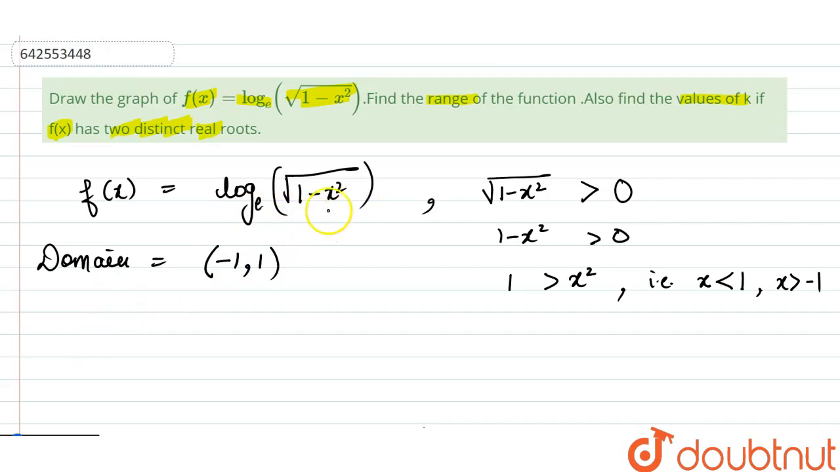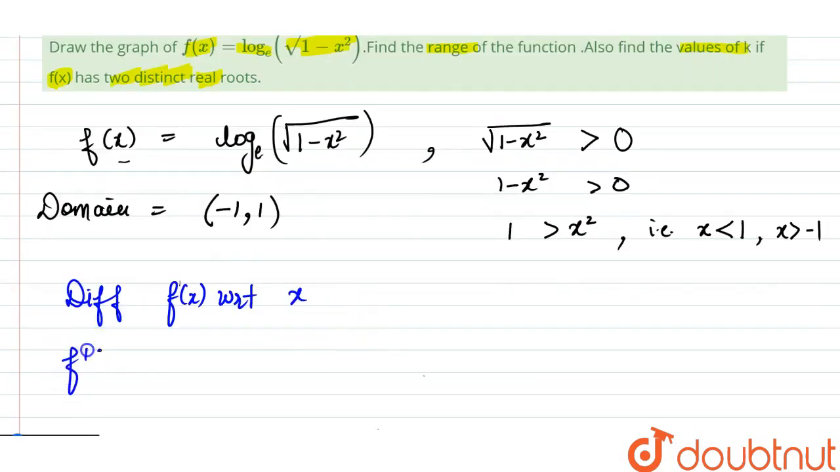So now to draw the graph of the given function, we first have to differentiate the function so that we will find the critical points, and critical points will give us the interval in which the given function is increasing and in which interval it is decreasing. So let us differentiate f of x with respect to x.